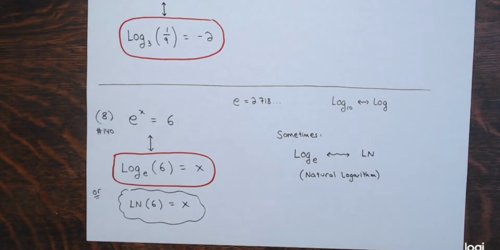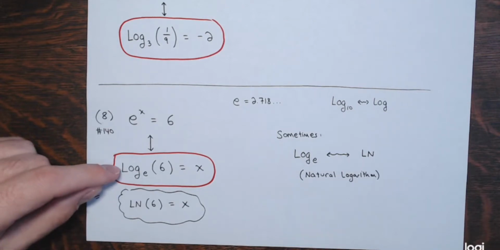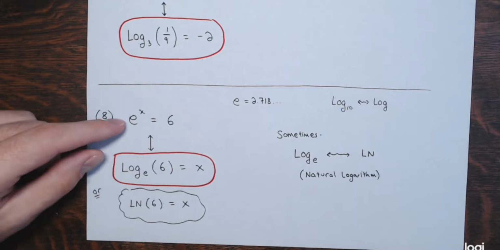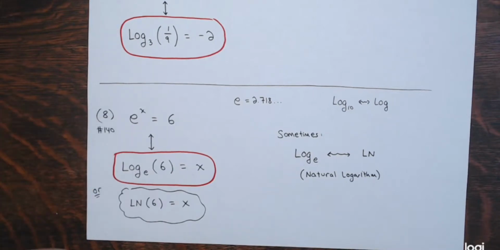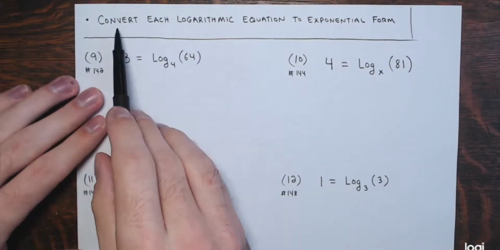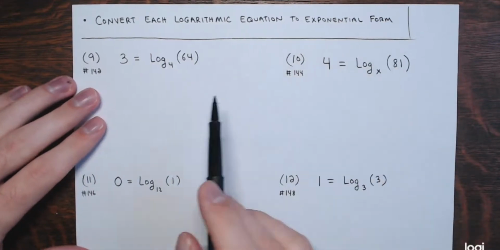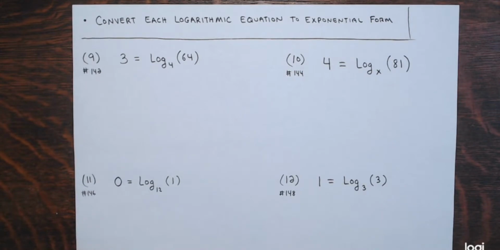Okay, now for the remaining problems, we're going the other way. We're going to be given a statement in logarithmic form and asked to go back to exponential form, to write an equivalent statement. So convert each logarithmic equation to exponential form. And remember, I told you how this is done. I kind of pointed it out earlier.